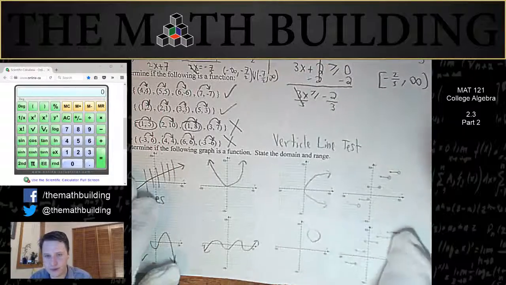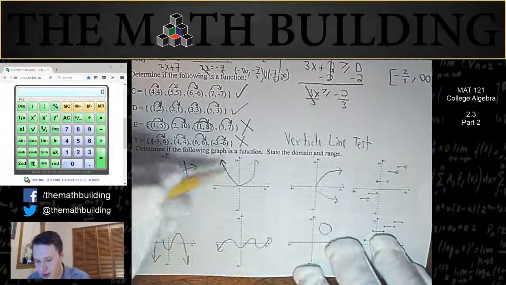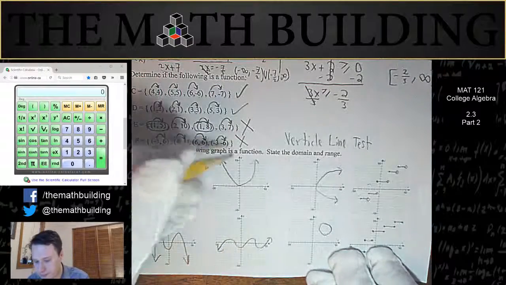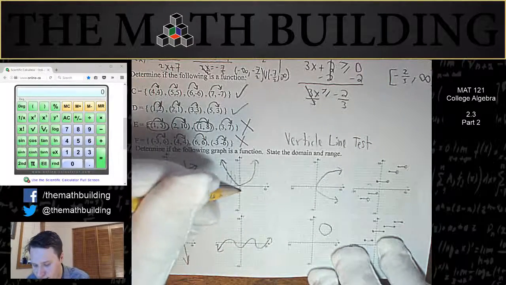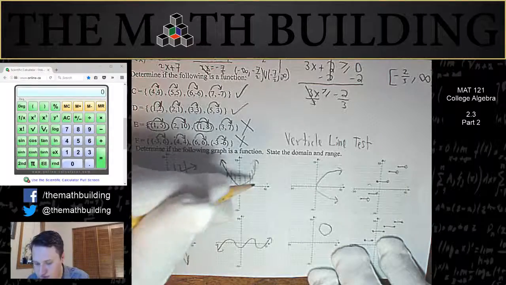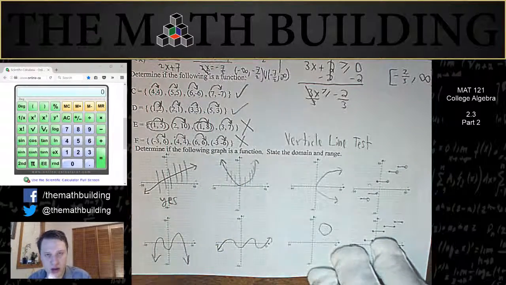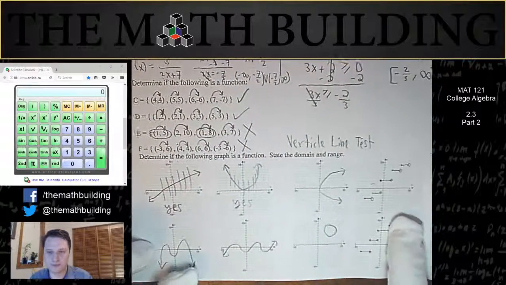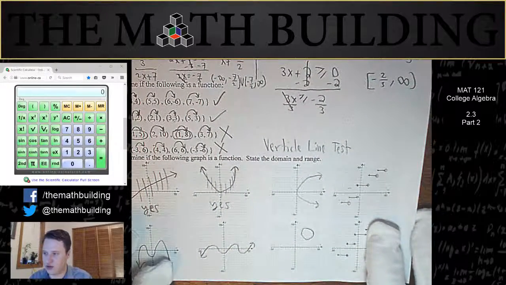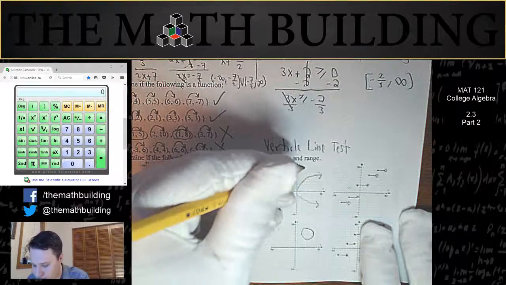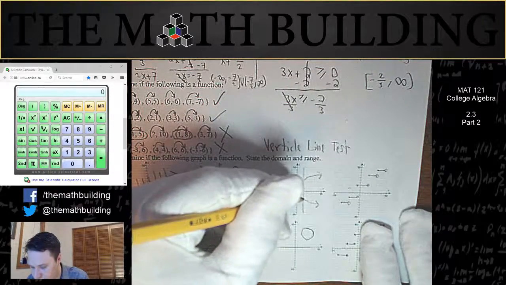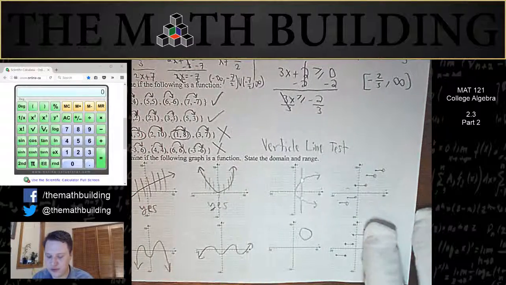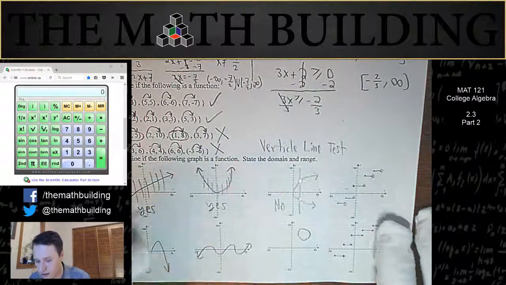How about this one? Is this a function? And I know these graphs aren't on your paper, so please add them to your paper. Every vertical line I draw through this, although it gets steeper and steeper, each vertical line only touches it once, so that's a function. Is this one going to be a function? Well, no, because if I draw a vertical line through here, and you only need one, that touches the line in two places, so that is not a function.